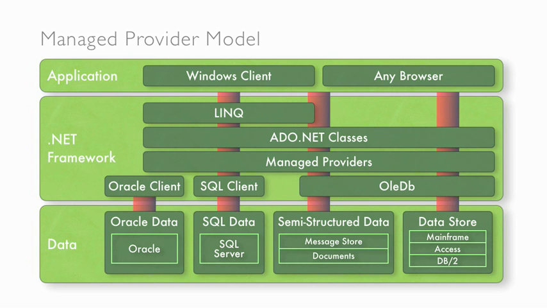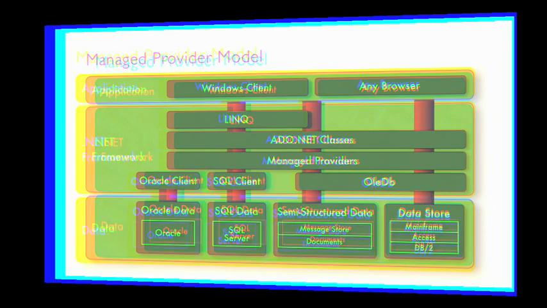And OLE DB still exists in order to support any databases that don't specifically have a managed provider for them. You can use OLE DB to access the mainframe or any other semi-structured data, such as message stores like email or a document repository. Remember, behind the scenes, OLE DB will use COM in order to access that data. So you're actually adding yet another layer of abstraction, going from .NET into COM. So as much as possible, as a best practice, use a .NET managed data provider that's specific for the database you're working with.